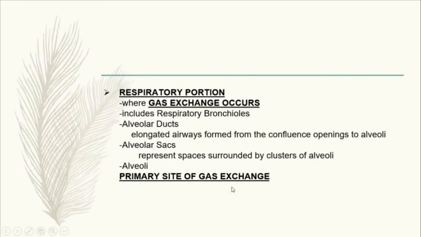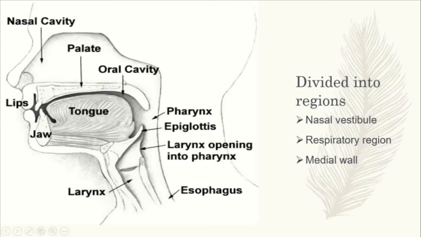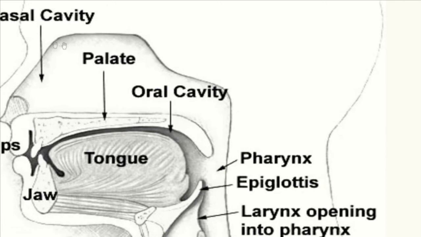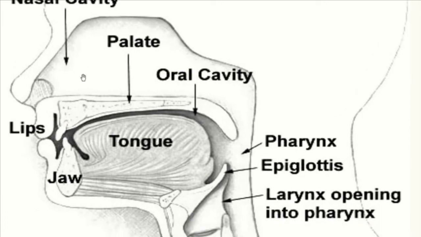Then, what do you mean by gas exchange? When you inhale, you introduce oxygen. Then, when you exhale, you expel carbon dioxide. So, let's go now to the nasal cavity. When you say nasal cavity, it is paired chambers separated by a bony and cartilaginous septum. So, we all know that this part here in our nose is not made of a solid rigid bone, but a cartilage.